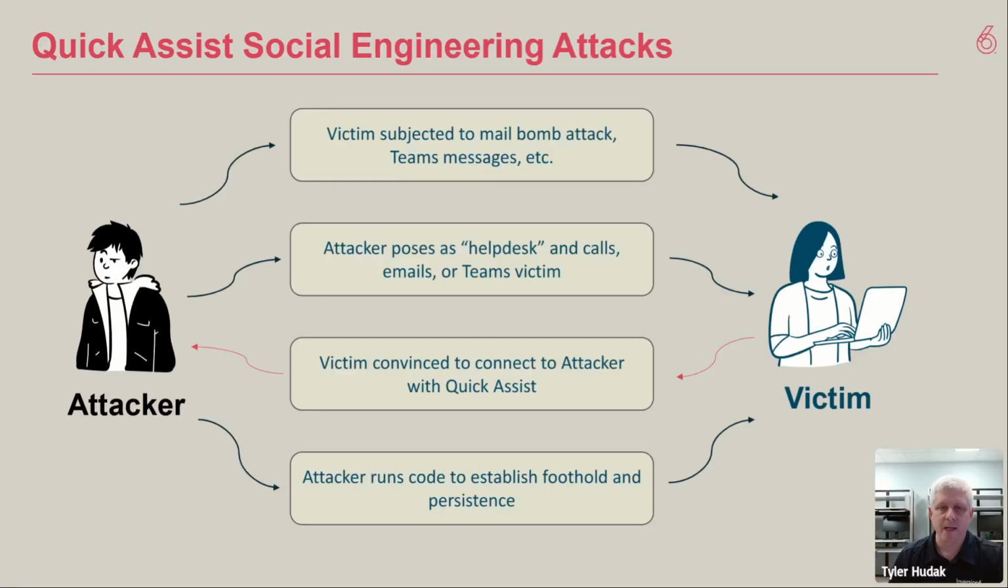And so the attacker convinces the victim to allow them to connect to their system with Quick Assist. They will give them a Quick Assist code. The victim enters in the code, and then the attacker can view and control their system.